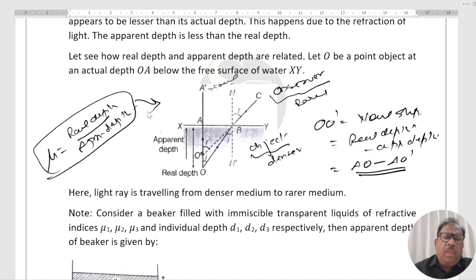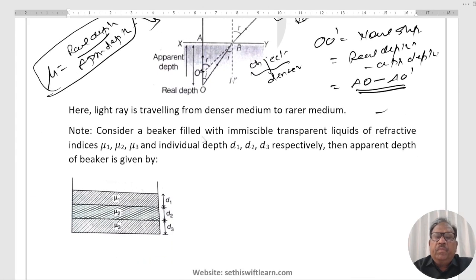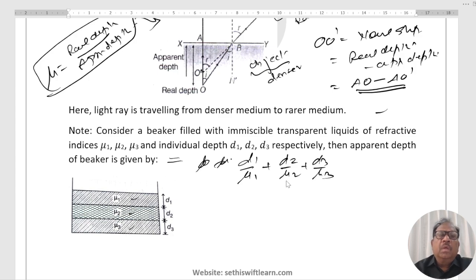This is derived when the ray of light is traveling from the denser medium to the rarer medium. Now, consider a beaker filled with transparent liquids of refractive indices mu1, mu2, mu3 and real depths d1, d2, d3. Then the apparent depth of the grain is given by d1 over mu1 plus d2 over mu2 plus d3 over mu3. Using this concept, real depth upon mu, all will be added.